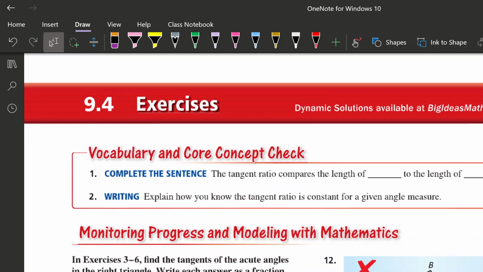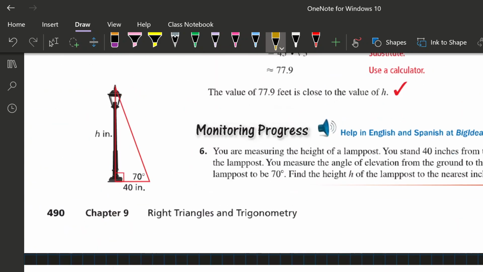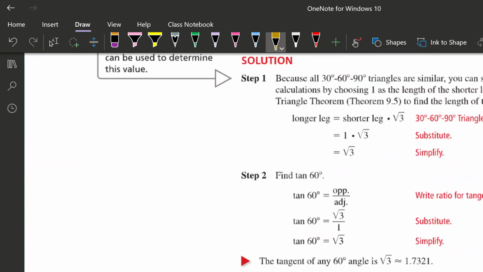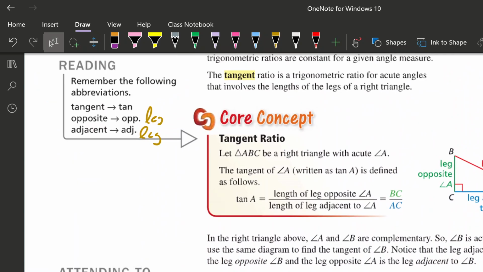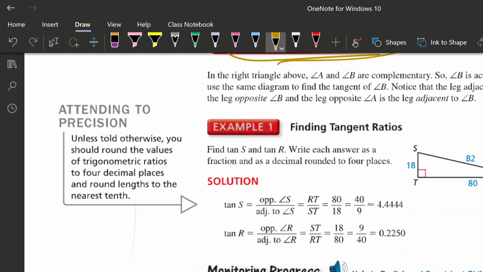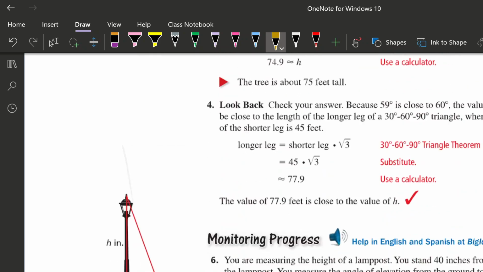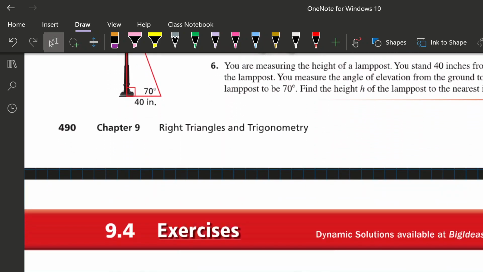And let's take a look at this. So, number 1 is just getting the length of the two sides that you're using in the tangent ratio, which they give you back here, right there. Okay. For number 2, this one's a little tougher.